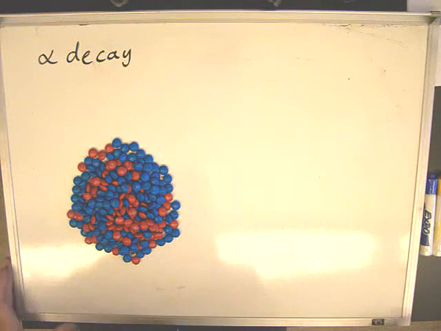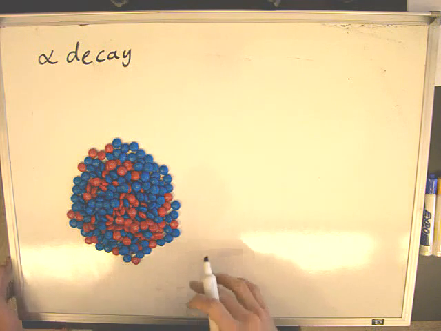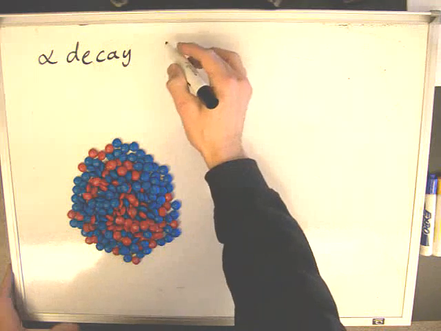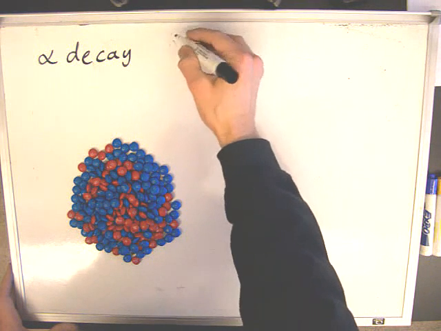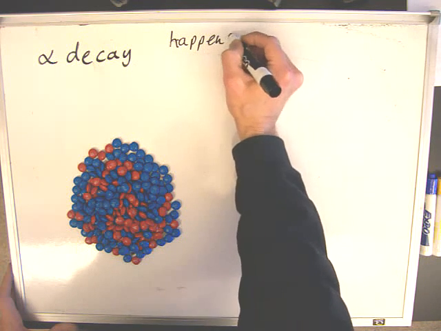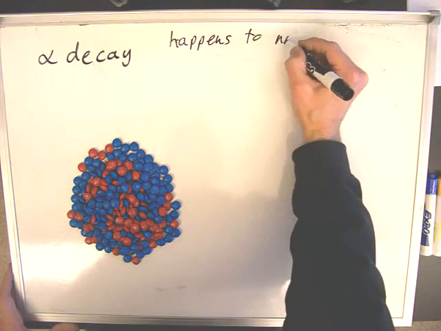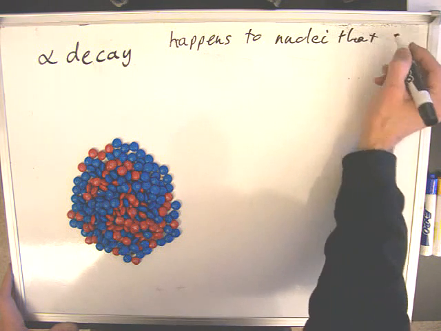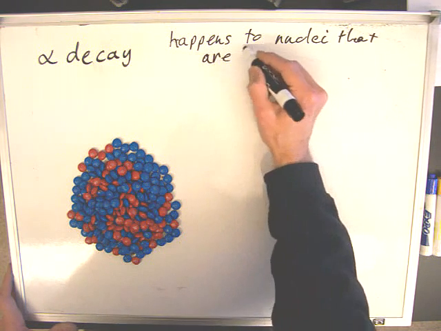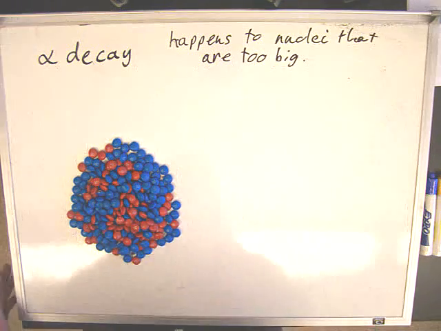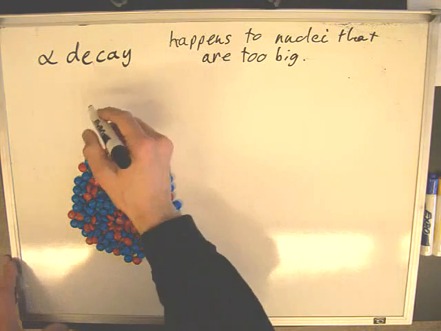Alright, here's my example of alpha decay. I decided for this example that I would really count out the right number of protons and neutrons. Alpha decay, as I said before, happens to nuclei that are too big. So here's an example of a nucleus that is too big.